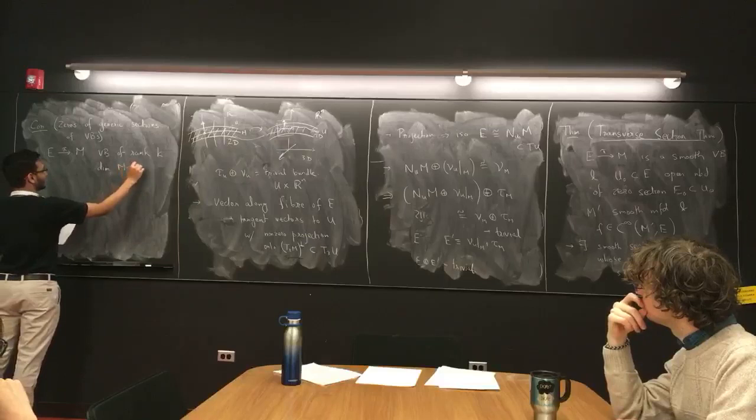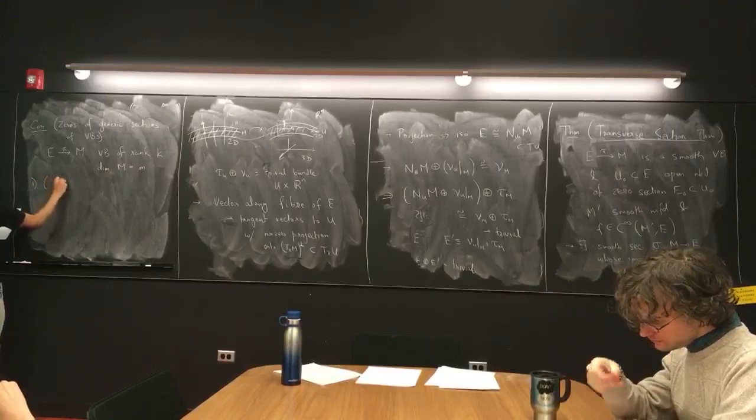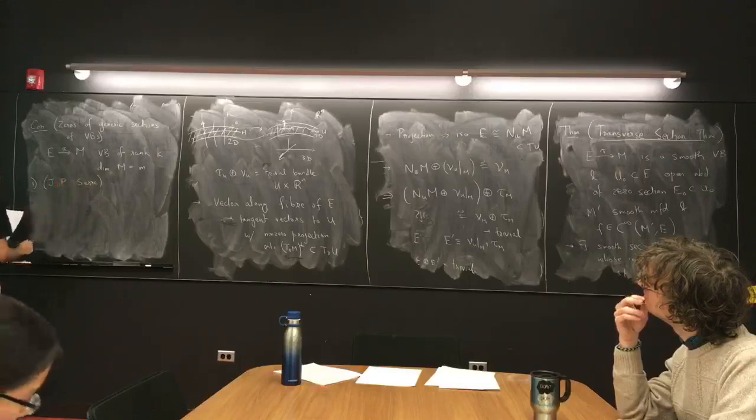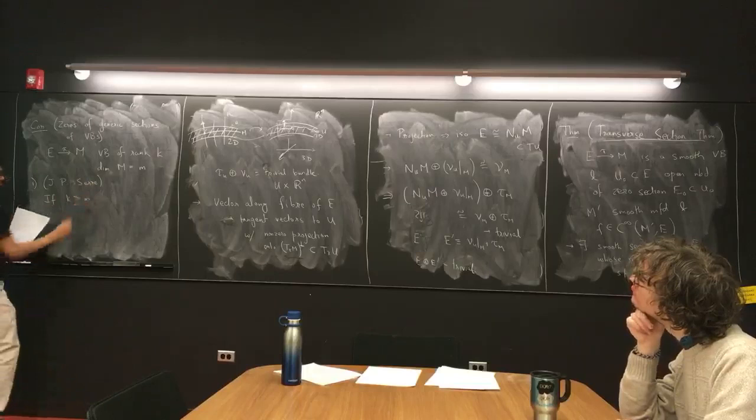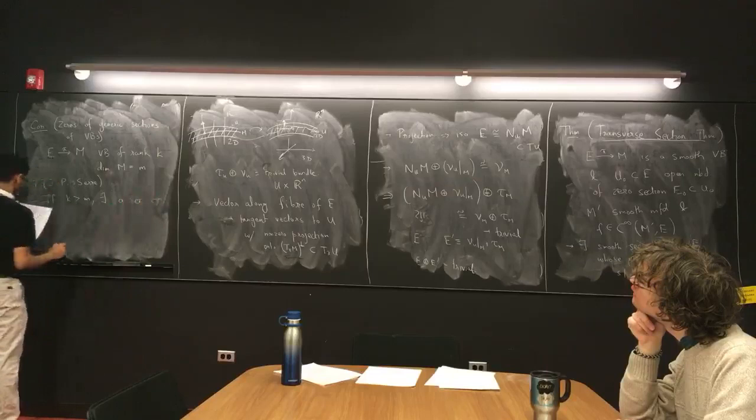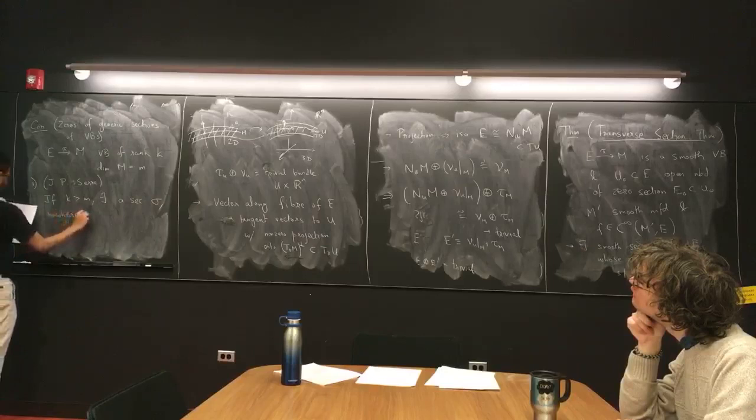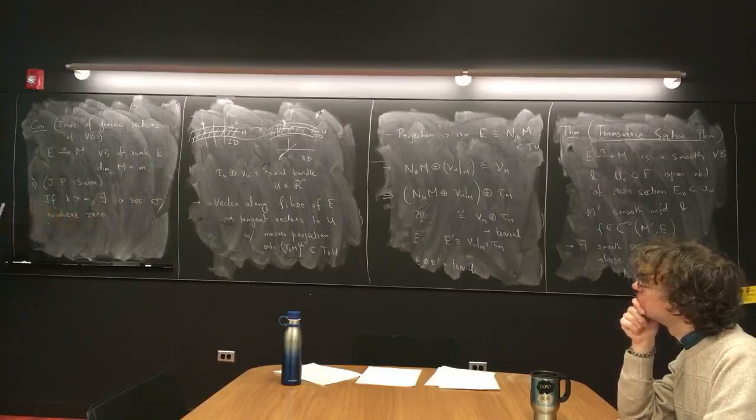The first statement, by J.P. Serre, is that if k is greater than m, then there exists a section sigma that is nowhere zero. By nowhere zero, I mean it doesn't intersect with the zero section at any point. So if you look at the image projected down to the fibers, the image in the fiber never goes to the zero vector.